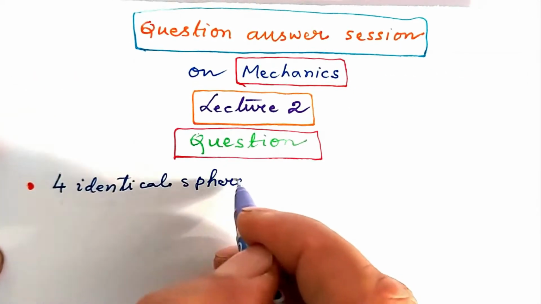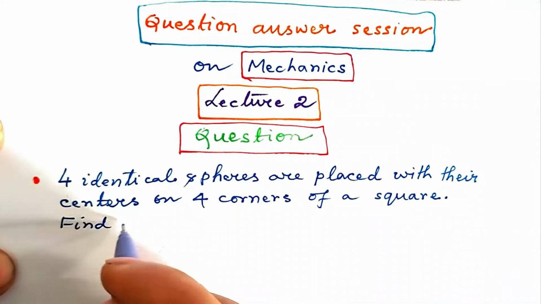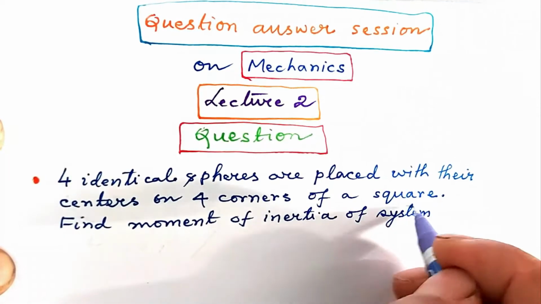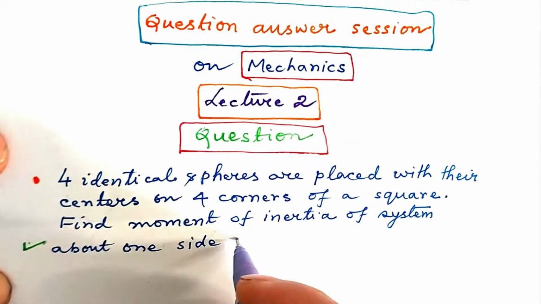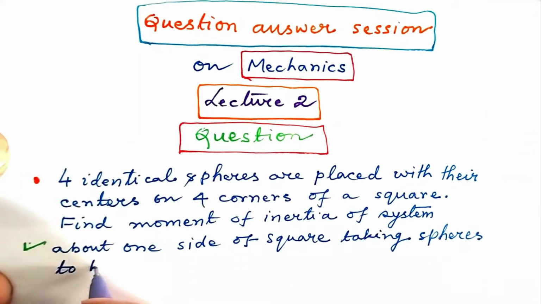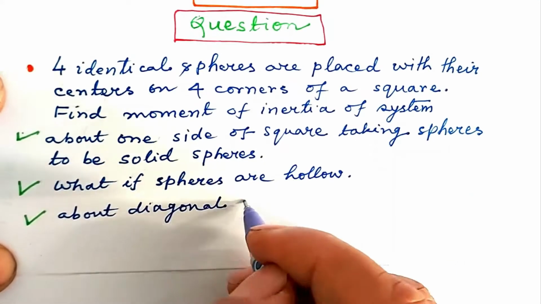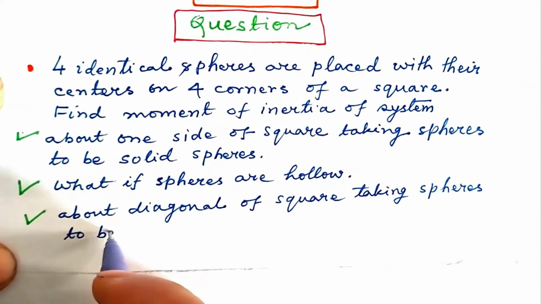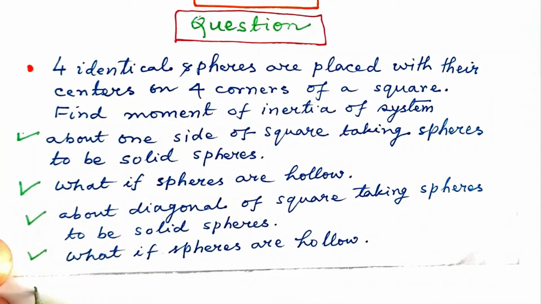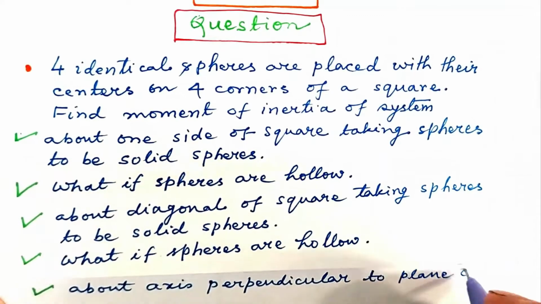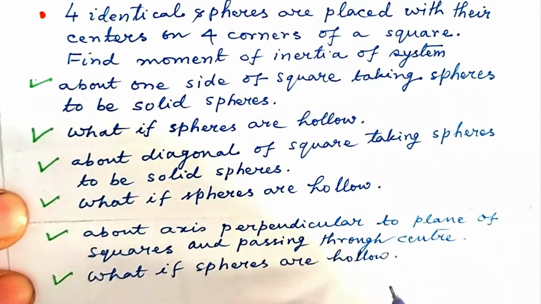Four identical spheres are placed with their centers on four corners of a square. Find moment of inertia of system. The axes are as follows. About one side of square, taking spheres to be solid spheres. What if spheres are hollow? About diagonal of square, taking spheres to be solid spheres. What if spheres are hollow? About axis perpendicular to plane of square and passing through center. What if spheres are hollow?